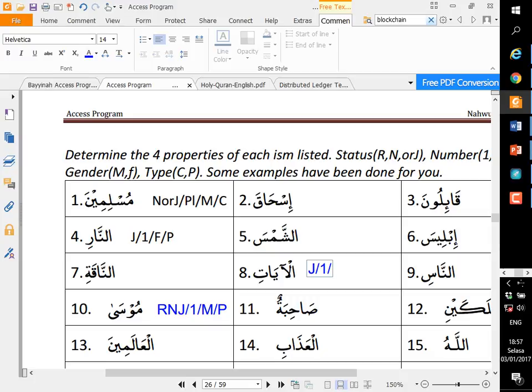Oh yes. No. This is plural. Why? Because it is broken. This is broken. Plural. Okay. And the gender will be feminine, and it is proper. Okay, I will check this out. I forget the origin word. Yes, because it has the alif, so it will become the broken plural. It's broken plural. Yes.